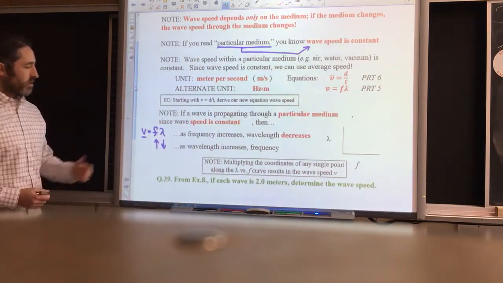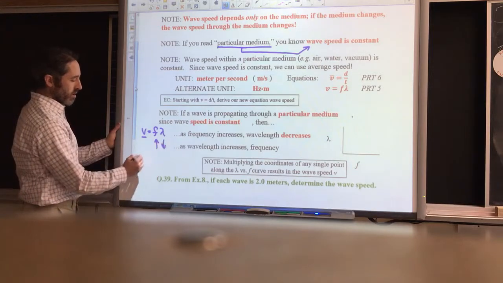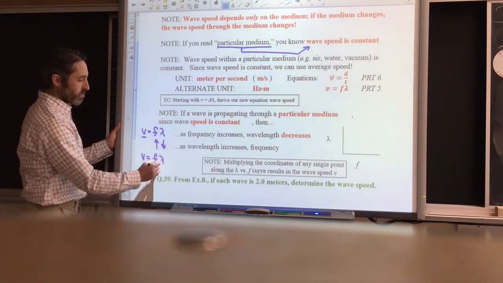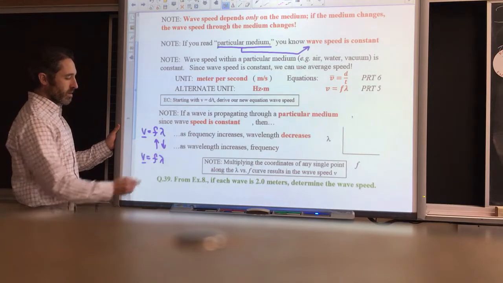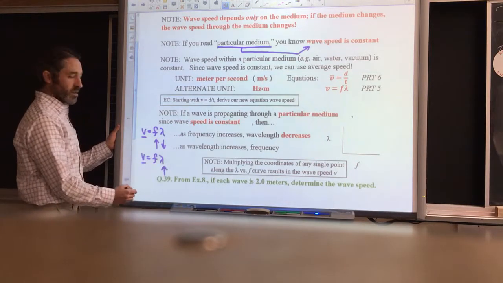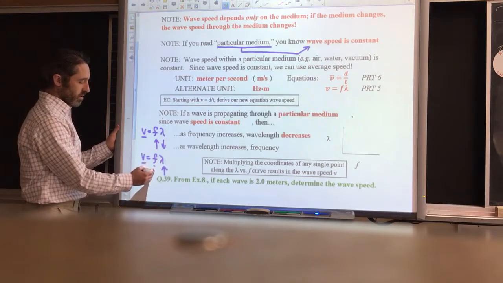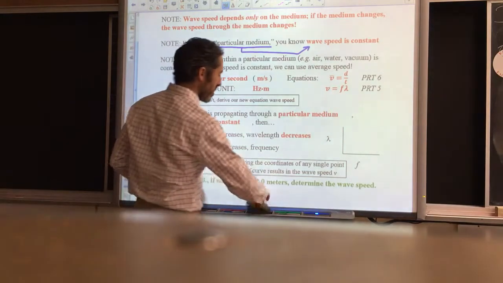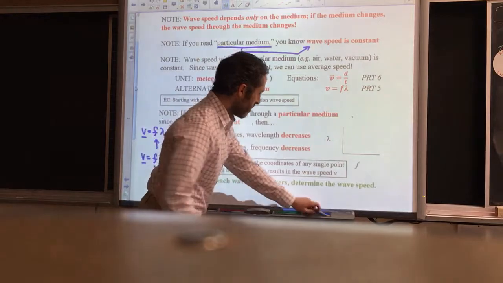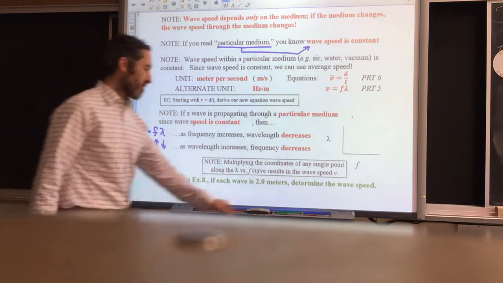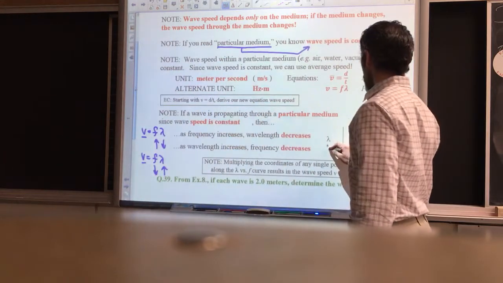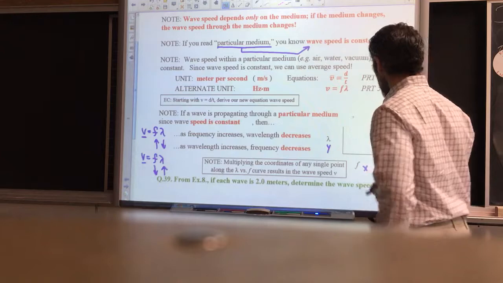Of course, you have the same down here. V equals frequency times wavelength. If you're in a particular medium, speed stays the same. If the wavelength goes up, the frequency then will decrease. What does the shape of this graph look like? Well, it's not a guess. Make this the y. Make this the x.